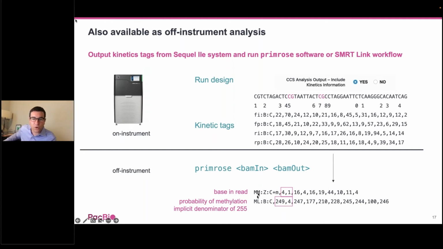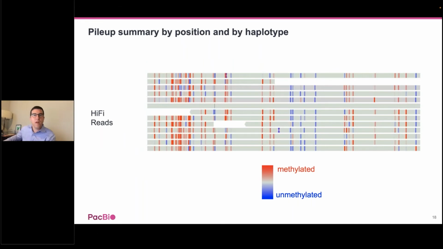And then the probability of methylation is encoded. So there's a 1-to-1 correlation between the MM and ML, and the probability of methylation is encoded as an integer with an implicit denominator of 255. So this would say this first CpG has a probability of methylation of 249 over 255. So high numbers are very likely methylated, low numbers are unlikely to be methylated. When you look at that in a genome browser, it's typically shown where low probability methylation is shown in blue and high probability methylation is shown in red.